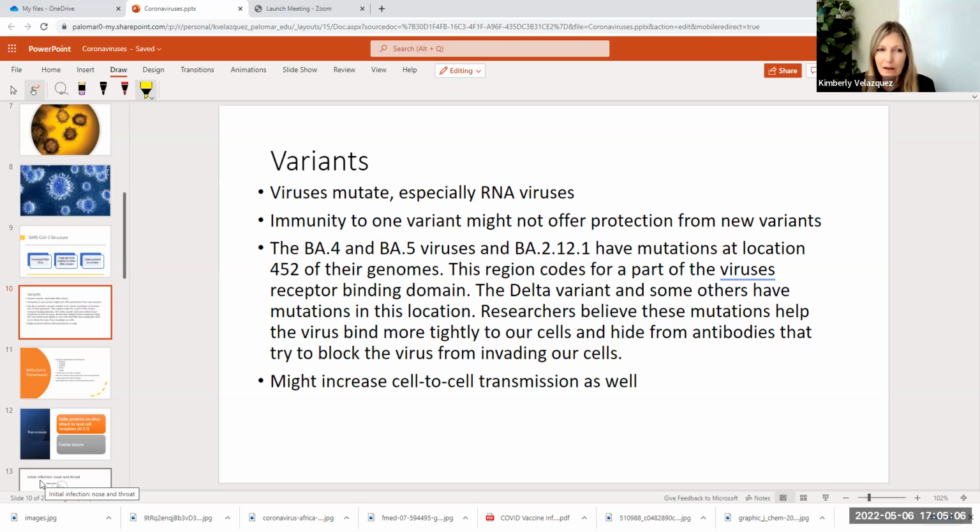So now we have a virus that has been enormously successful, and it's replicated bazillions of times, and it's had the opportunity to mutate. Now, just like all mutations, some of these mutations don't do anything for the virus. Some are actually detrimental to the virus, but some make the virus more successful. And that's where we're at right now.